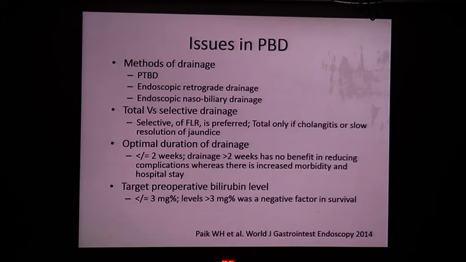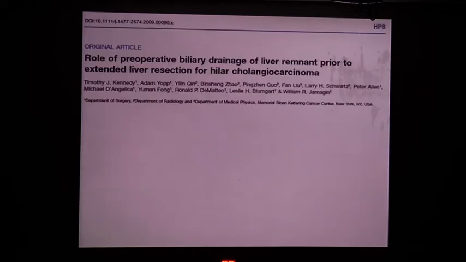What is the optimal duration of drainage? Now it has been found that less than 2 weeks is good enough, or a target bilirubin less than 3 mg or up to 3 mg%. More than 2 weeks has no benefit in reducing complications. But sometimes they may need longer drainage if there is persisting infection or bilirubin is still high and you do not want to take extended resections.